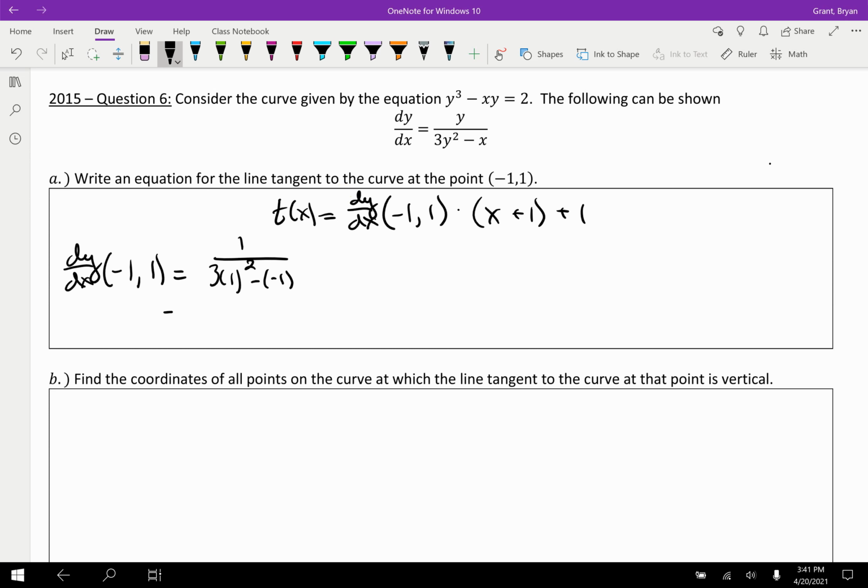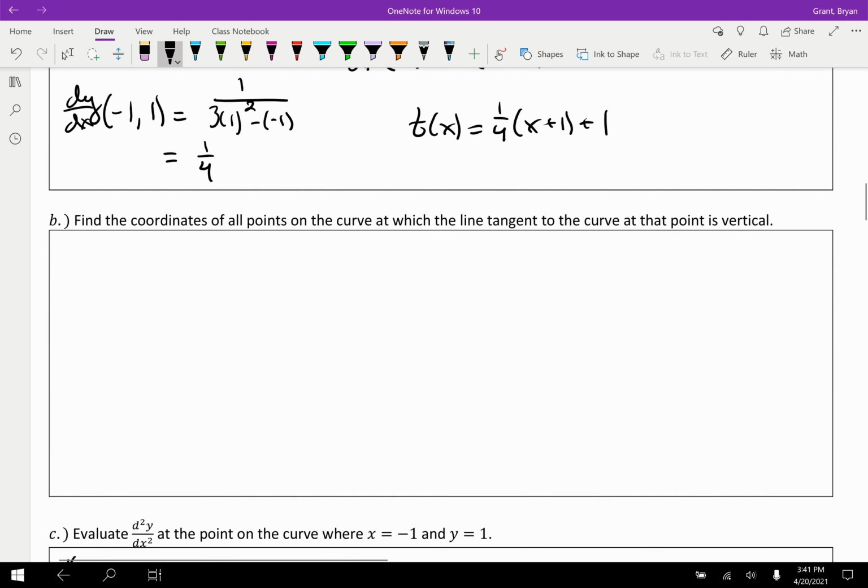I should probably work below so I don't run out of room. So it looks like 3 plus 1, I'm getting 1/4. And so my final tangent line here is going to be 1/4 x plus 1 plus 1. The end. Find all the coordinates of the points on the curve at which the line tangent to the curve at that point is vertical.